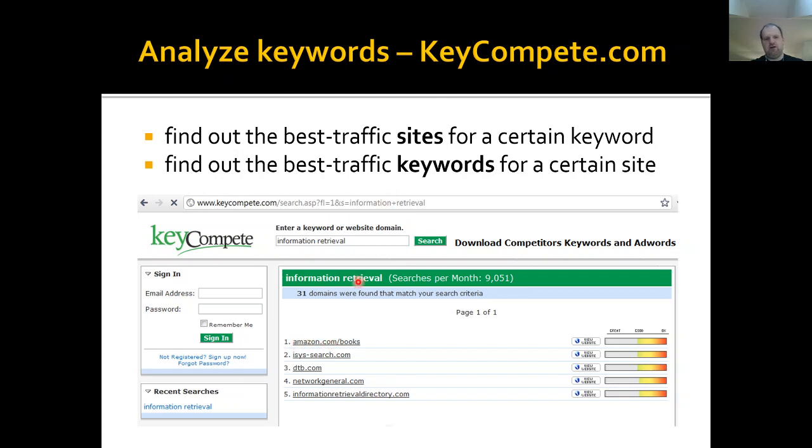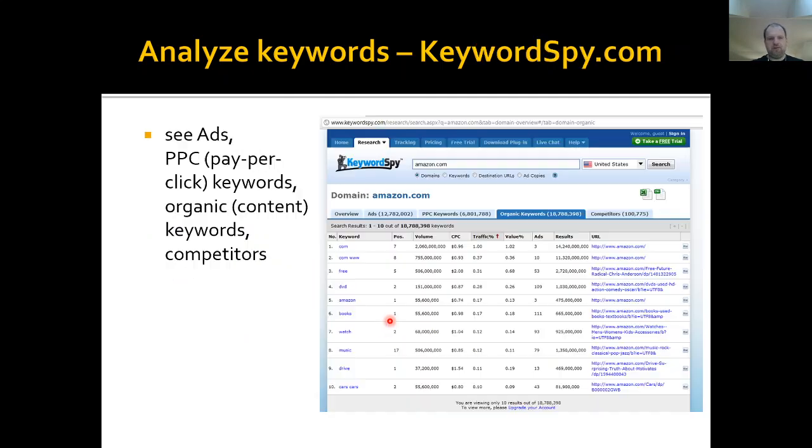that users search in for the keyword we entered here. So for example, Amazon/books is the best scoring site for information retrieval. So whoever searches for information retrieval probably searches for books at Amazon, and there are also other services. Or we can use it the other way around, so we can find the best keywords for a certain site. So, for example, what is the best keyword or highest traffic keyword for Amazon, for example.